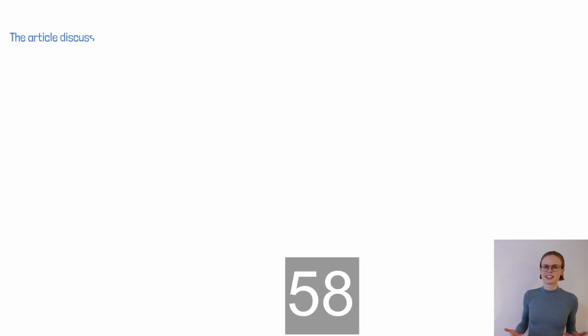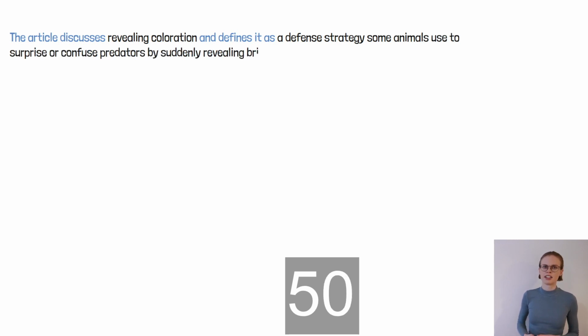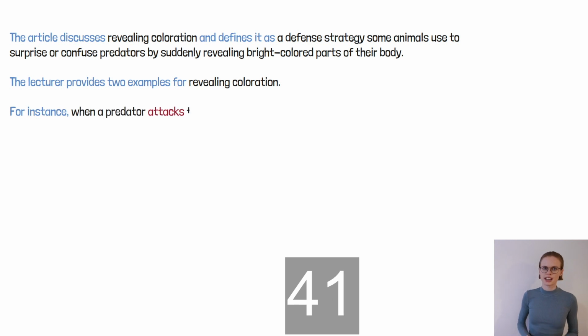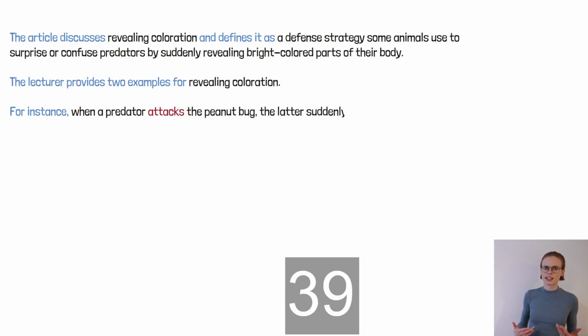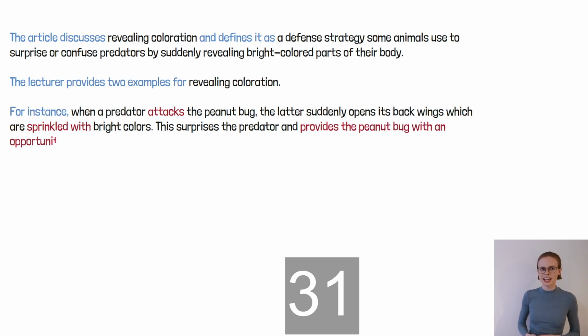The article discusses revealing coloration and defines it as a defense strategy some animals use to surprise or confuse predators by suddenly revealing bright-colored parts of their body. The lecturer provides 2 examples for revealing coloration. For instance, when a predator attacks the peanut bug, the latter suddenly opens its back wings, which are sprinkled with bright colors. This surprises the predator and provides the peanut bug with an opportunity to escape.